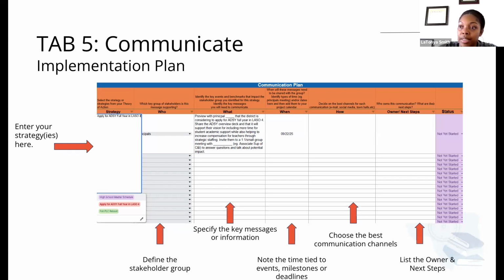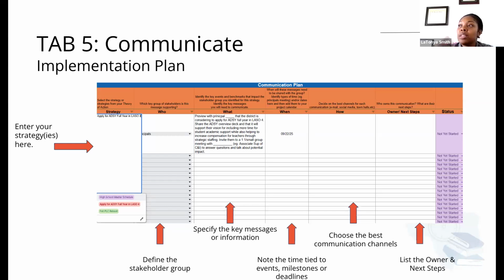So the idea for this tab is to think about, for each strategy, you're going to outline the message, the audience, the timing, the channel, and the owner to ensure communication is proactive instead of reactive, and you want it to be consistent.